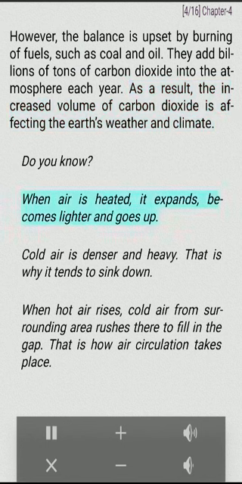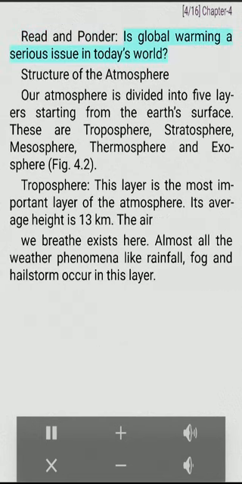Do you know? When air is heated, it expands, becomes lighter, and goes up. Cold air is denser and heavy. That is why it tends to sink down. When hot air rises, cold air from surrounding area rushes there to fill in the gap. That is how air circulation takes place. Read and ponder. Is global warming in today's world?